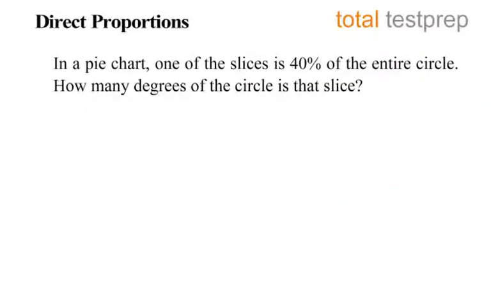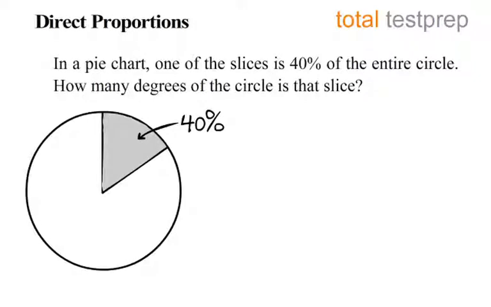In a pie chart, one of the slices is 40% of the entire circle. How many degrees of the circle is that slice? Whenever you're doing geometry, draw the figure first. So here we can draw a circle with a slice, and we'll label it as 40%. It's important to realize that there are 360 degrees in a circle. This area, this shaded area, this slice, is a certain amount of those degrees.